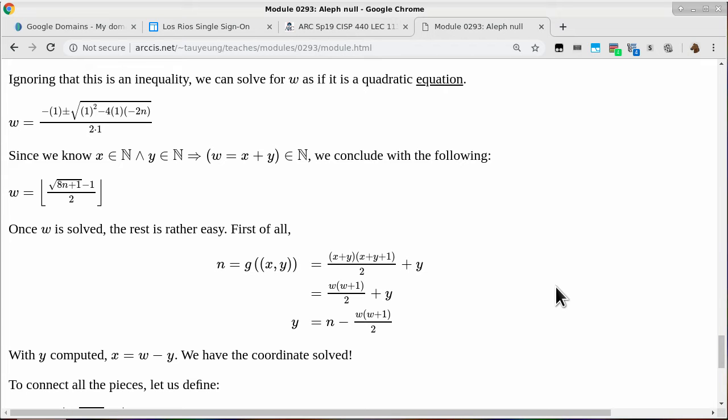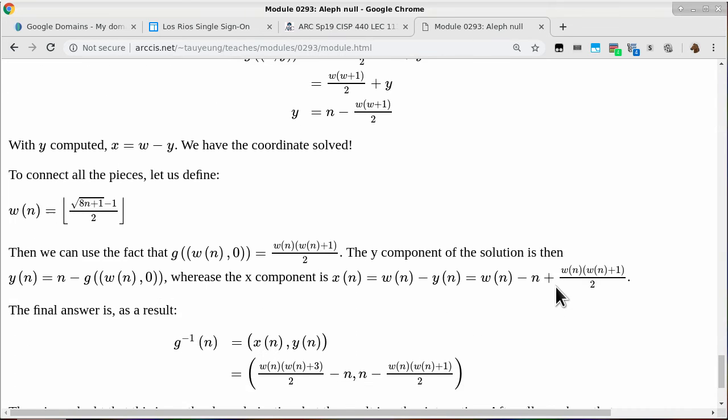So that's it. Once we solve for w, we plug the w back into the whole thing, then we can solve for x. We can solve for y first, and then from y and w we can solve for x. So the rest of the math is just going backwards.